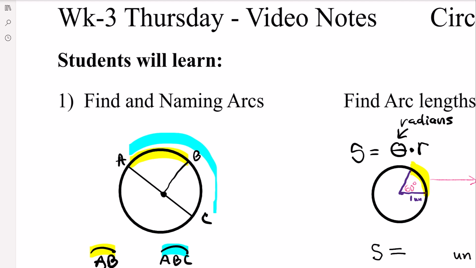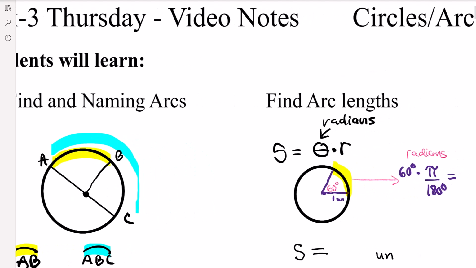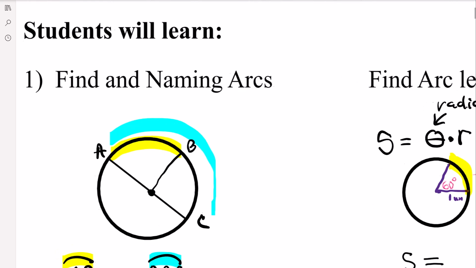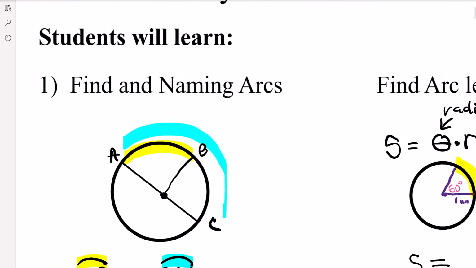Okay, now we're going to be introducing some new topics: arcs, sectors, chords, secants, tangents, and it all relates to circles, parts of circles, or lines in circles. Okay, students will learn finding and naming arcs.